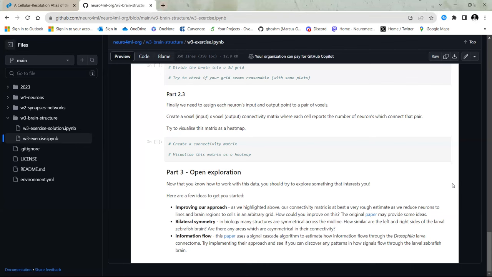The final idea which we had was that you could use a signal cascade algorithm to try to estimate how information flows through the fish brain. And I've provided a link to a paper which does that in Drosophila and explains their approach really nicely.